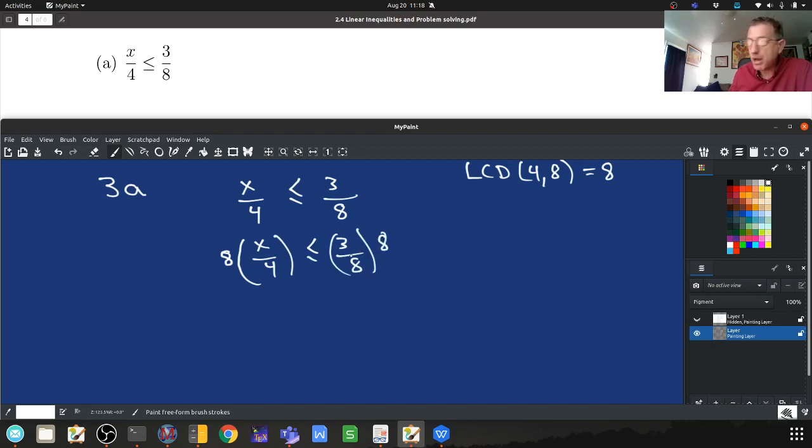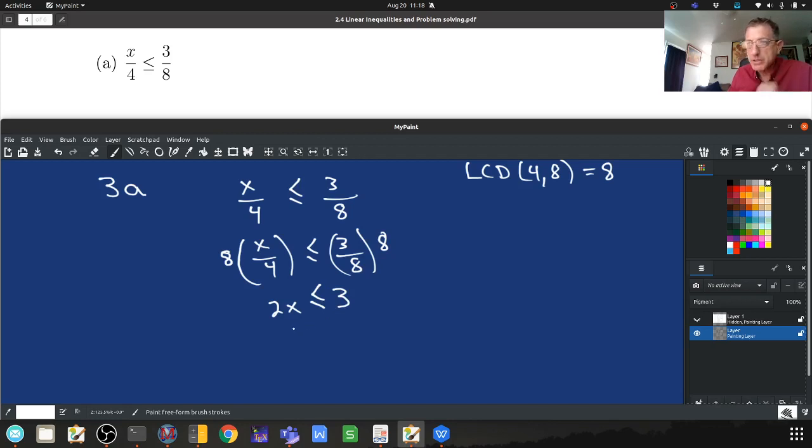Now 8 is positive. It's greater than 0, so I don't have to worry about any sign flipping. So 8 times x divided by 4 is the same as 8 divided by 4, which is 2 times x. So that's 2x. I just bring down my inequality symbol unaltered. 3/8 times 8 is the same as 8 divided by 8, which is 1 times 3.